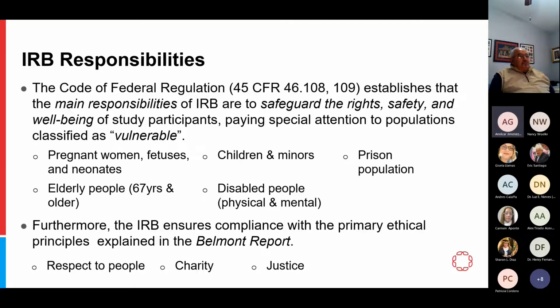Also, the Federal Code of Regulations establishes that one of the main responsibilities is to safeguard the rights, safety, and well-being of any participant, paying special attention to those vulnerable populations that we already discussed: pregnant women, fetuses and neonates, elderly people, children and minors, prison population, and disabled people. Furthermore, the IRB also ensures compliance with the Belmont Report, the three primary principles explained in the Belmont Report, which are respect for people, charity, and justice.